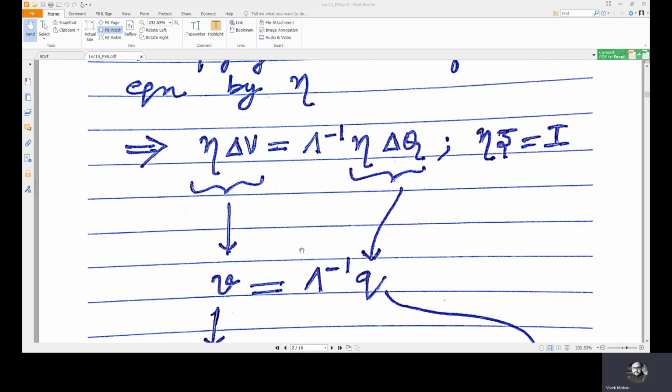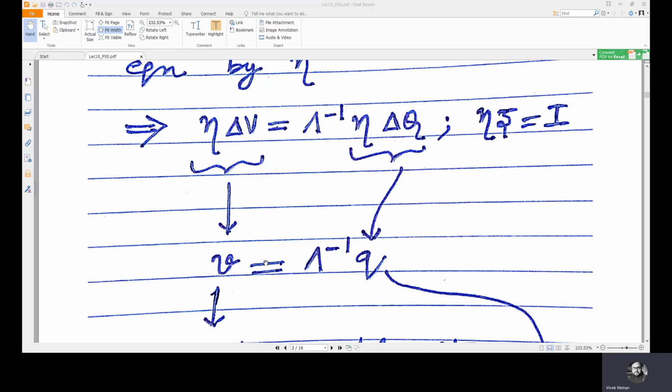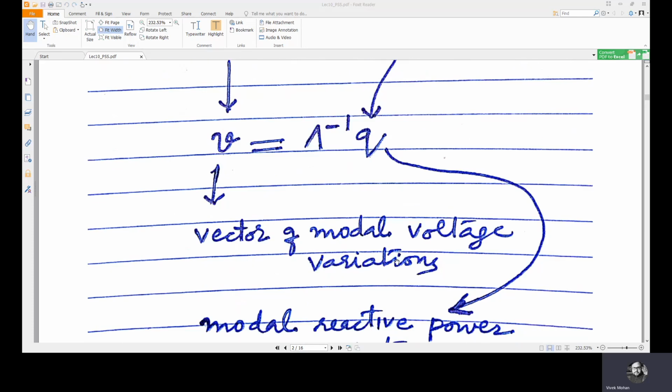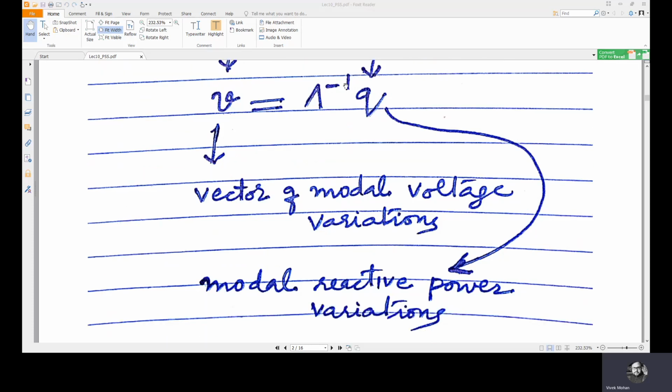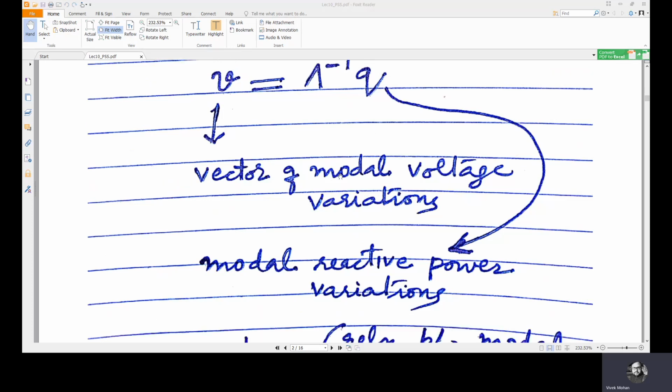Now for eta delta V, we write small v, and for eta delta Q, we write small q. So small v equals lambda inverse into small q. Now, small v is the vector of modal voltage variations and small q is the vector of modal reactive power variations. We'll see the relation between modal voltage variation and modal reactive power variation to comment on stability.